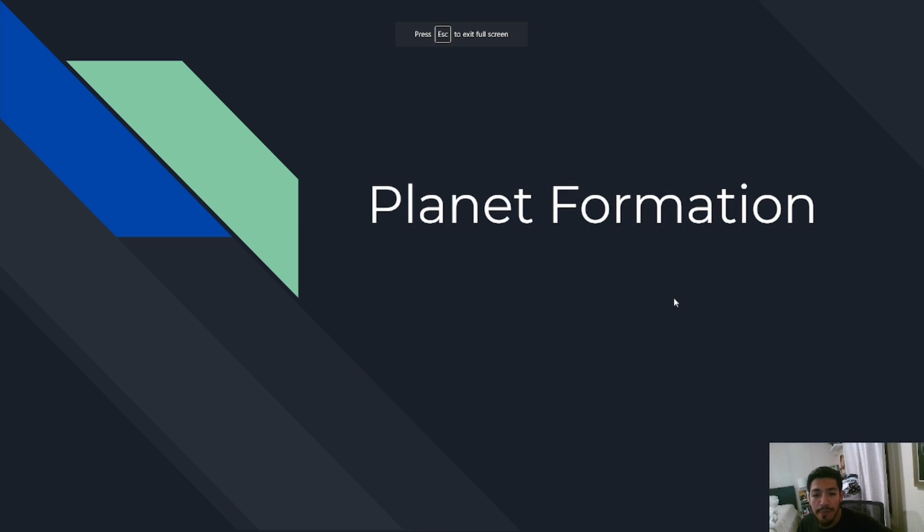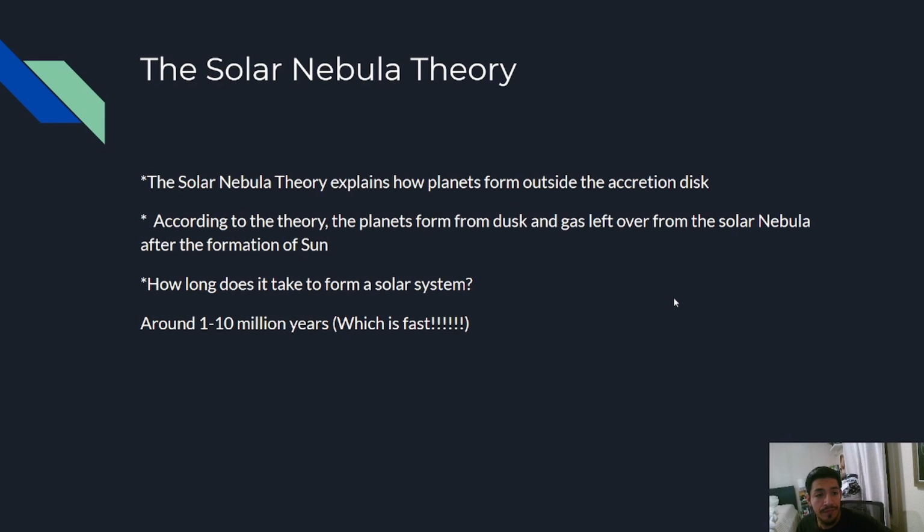Today we're going to talk about planet formation. So the solar nebula theory explains how planets form outside the accretion disk. And according to the theory, the planets form from dust and gas left over from the solar nebula after the formation of the sun. So how long does it take to form a solar system? It takes around 1 to 10 million years.